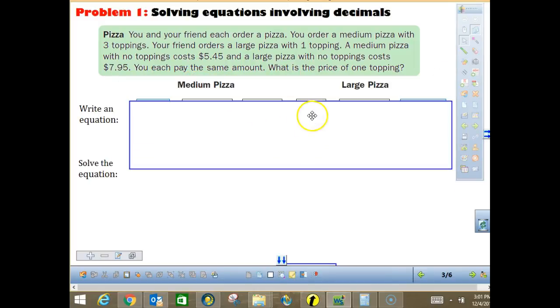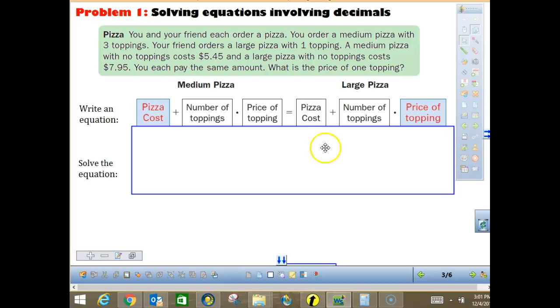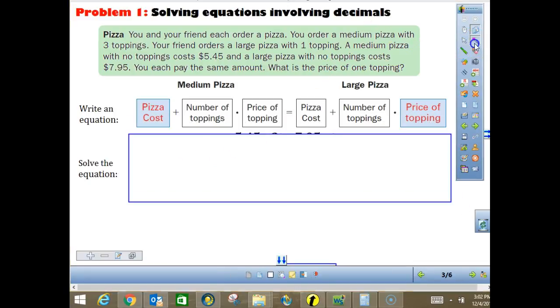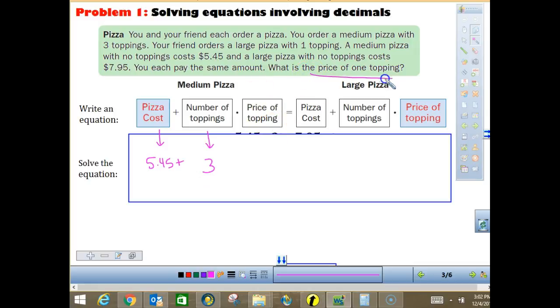So the first thing we need to think about is we have a medium pizza and a large pizza. So please write that down. Medium pizza and a large pizza. When we are looking at our costs, what are we looking at? We are looking at the cost of the pizza. Do you know how much the cost of that medium pizza was? It was $5.45, right? Do we know how many toppings we had on our medium pizza? 3. Do we know the price of the topping? No. That's what you're trying to find, right? That is maybe our X, that price. So times X.